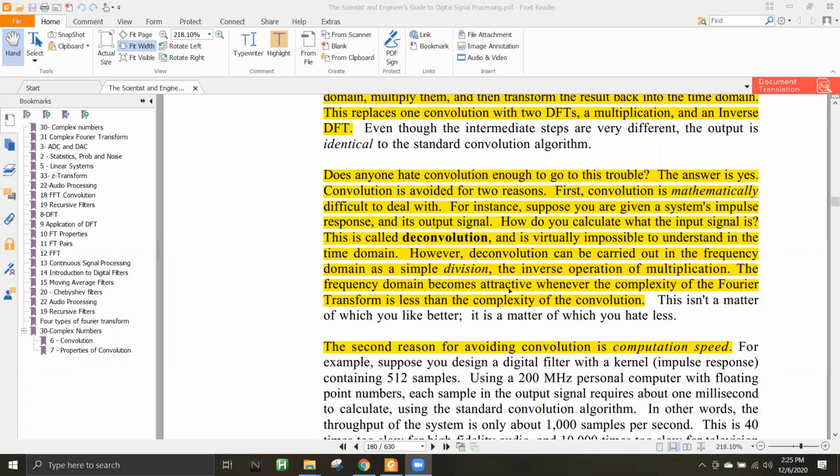But if you think of it in terms of multiplication, that is, in the frequency domain, this becomes easy, because in the frequency domain, if you wanted to perform inverse convolution, all you had to do was just perform a division operation.